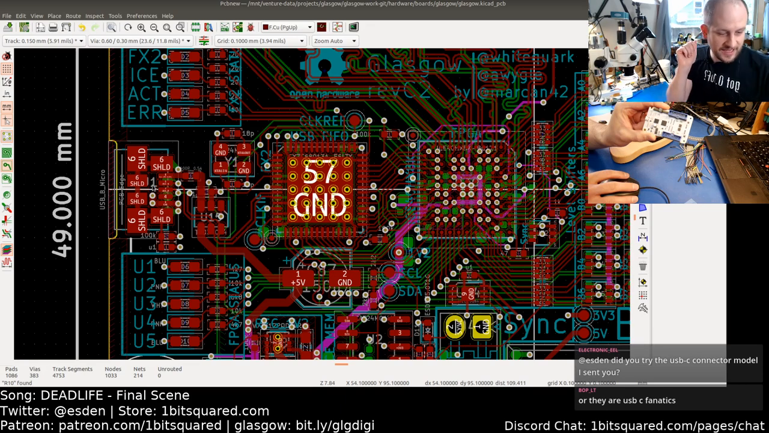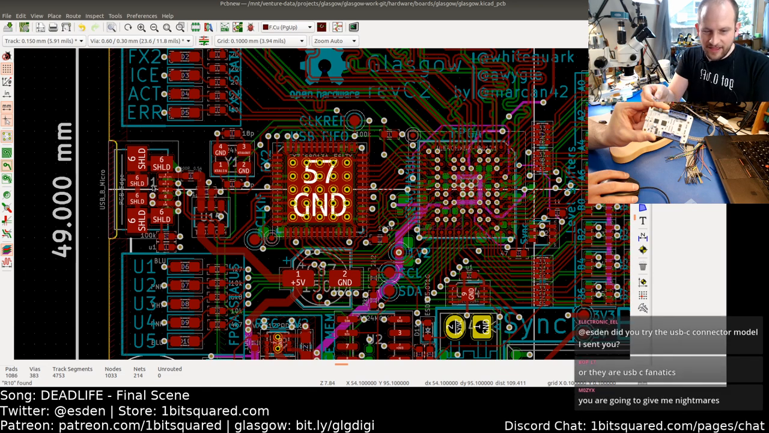So essentially, this is, yes, Electronic Eel. I did order connectors. And there are USB-C fanatics, which I definitely did see in this whole process, until I gave in, okay, let's try USB-C, let's see how that goes.